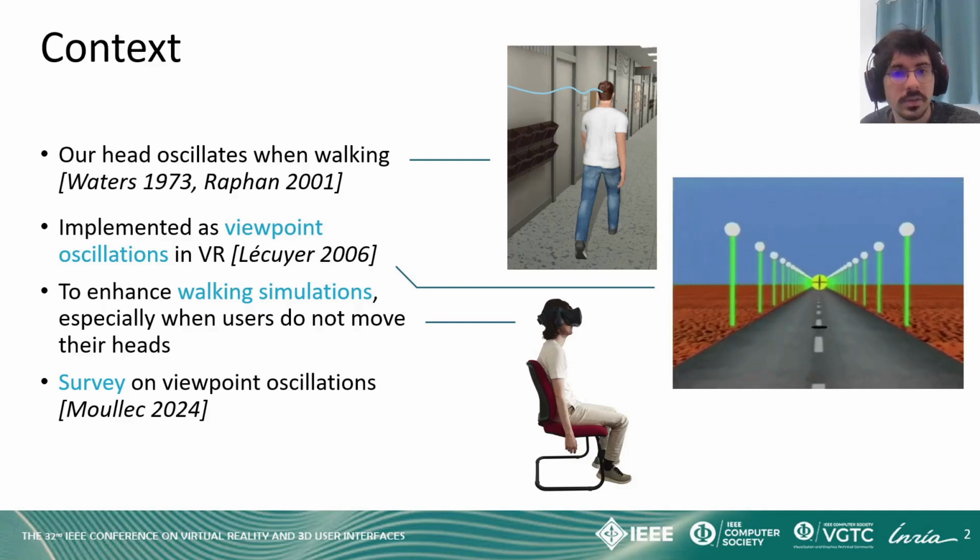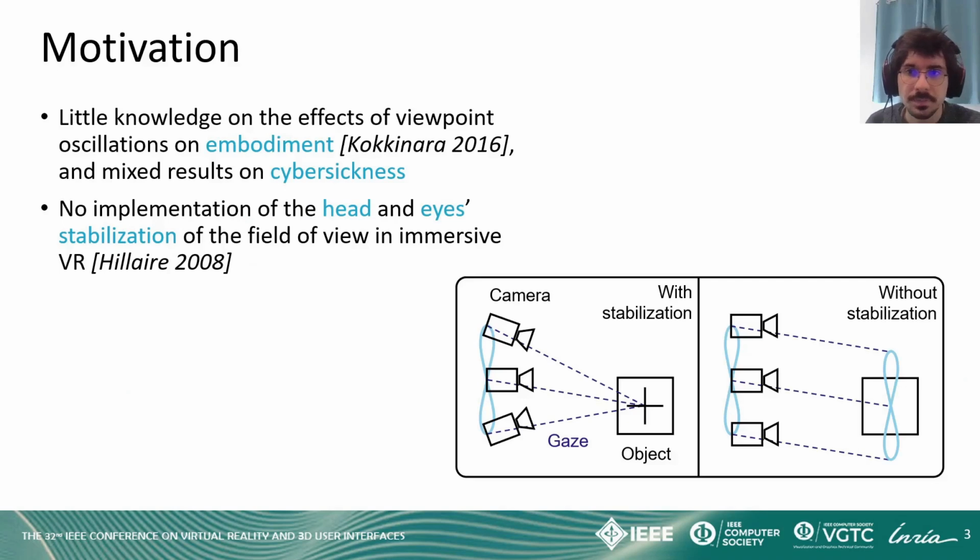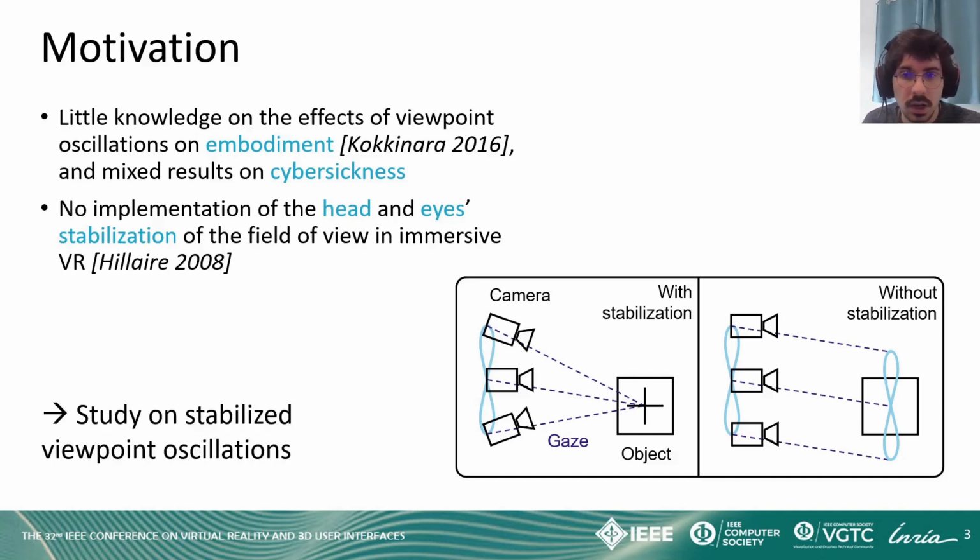And we conducted a survey on the topic earlier in 2024, which led us to this contribution. So our motivation for this contribution was that we had little knowledge on the effects of viewpoint oscillations on embodiment, and that mixed results were obtained concerning cybersickness in past work. Moreover, when walking, your head and eyes not only translate in space, but also rotate to stabilize your gaze target in your field of view. And these stabilizing rotations have only been implemented in non-immersive VR. Therefore, this study is a contribution on stabilized viewpoint oscillations in immersive VR.